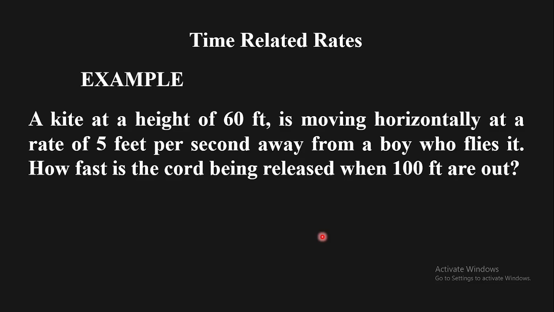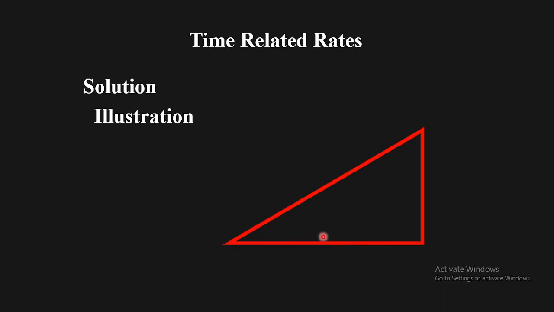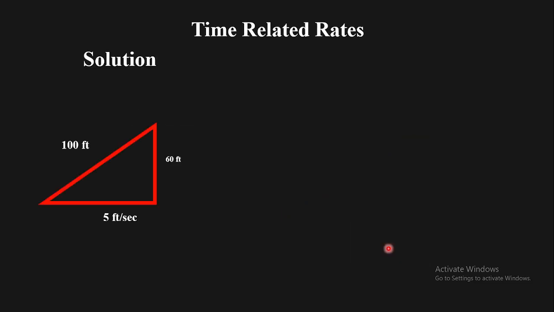Alright, so let's try to illustrate it, and here is where we'll start our solution. One might guess that it's in the form of a right triangle, wherein 60 feet is the height above the ground and 100 feet is the length of the cord. Then we have the 5 feet per second, which is the rate at which the kite is moving away from the boy with respect to the x-axis. So we can now find the missing leg using the Pythagorean theorem.